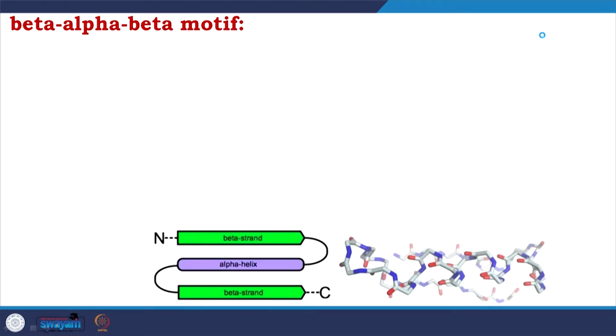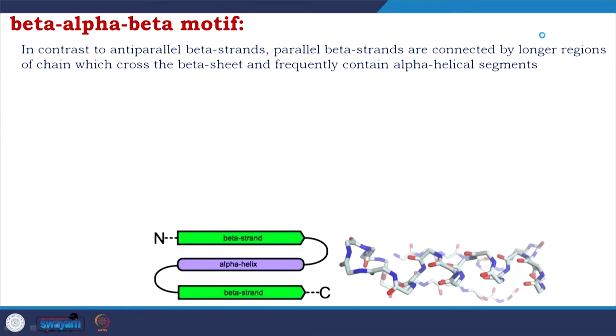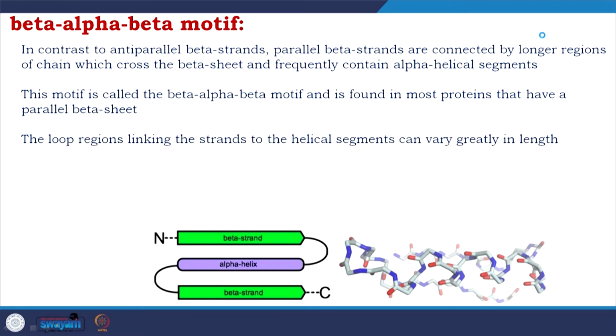Beta alpha beta motif. Up to now, the motifs we talked about concerning beta strands are mostly anti-parallel, but the beta alpha beta motif is where parallel beta strands are connected by a longer region of chain which crosses the beta sheet and frequently contains an alpha helical segment. So, it is beta, beta, with an alpha in between. The motif is called the beta alpha beta motif and is found in most proteins that have a parallel beta sheet. The loop regions linking the strands to the helical segments can vary greatly in length.